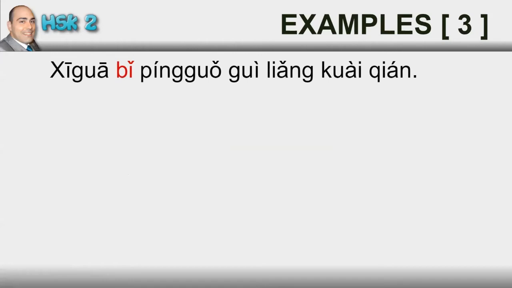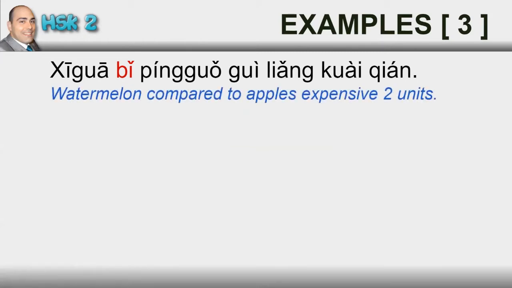Now we play a little bit with 比, indicating the grade. For example, 西瓜比苹果贵2块钱. Here we are specifying not just that watermelon is more expensive, but watermelon compared to apples is expensive in 2 units, more expensive in 2 units.